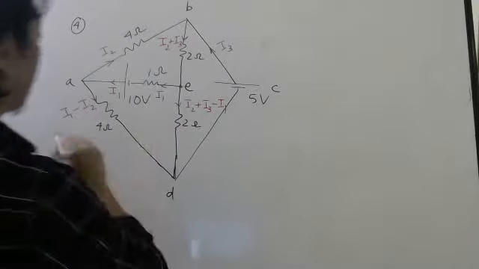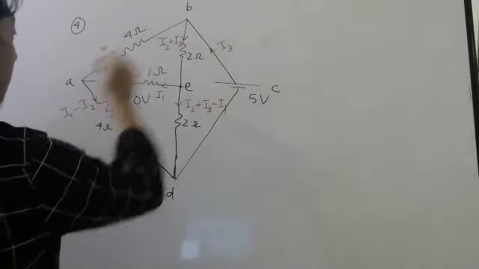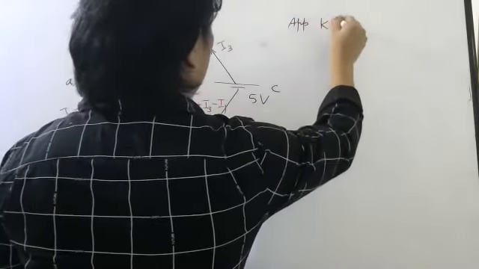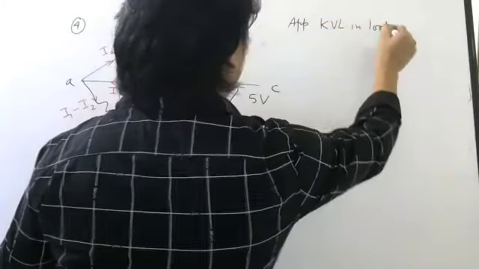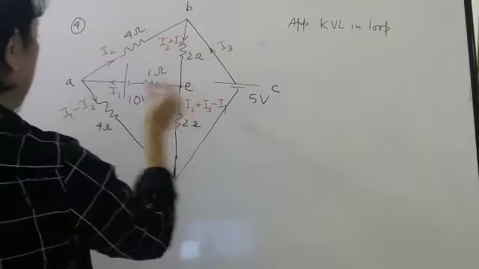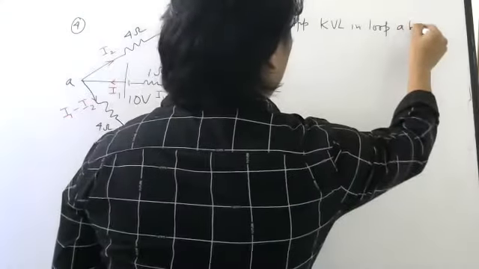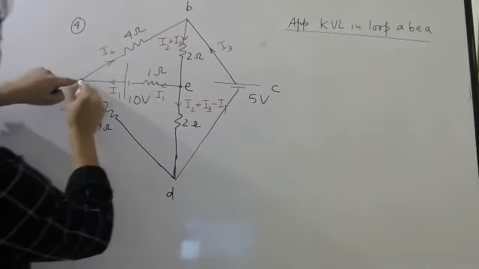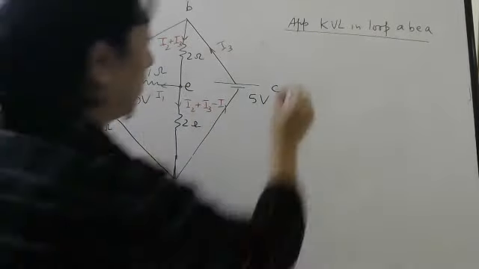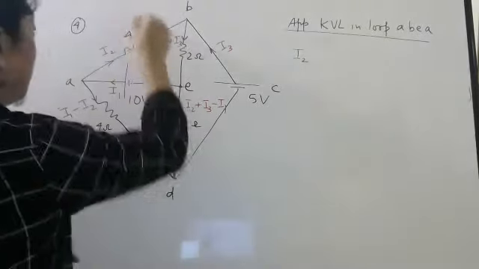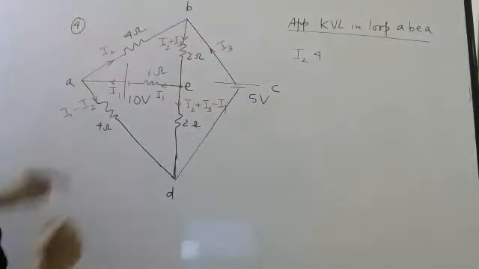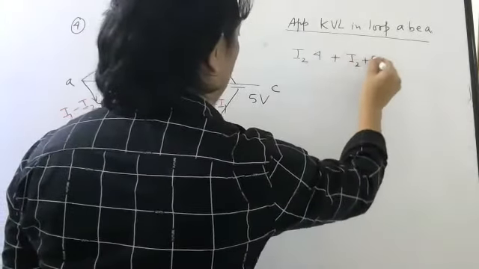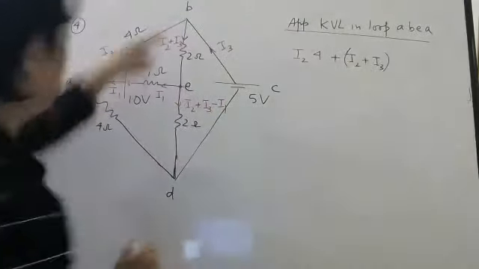So let us apply Kirchhoff's voltage law in this loop first. I will apply KVL in loop A, B, E, A. Okay, so let us start. Start from this point, along the current. Drop, so positive. Current into resistance, resistance is 4. Here along the current, so plus, current is I2 plus I3, resistance is 2.